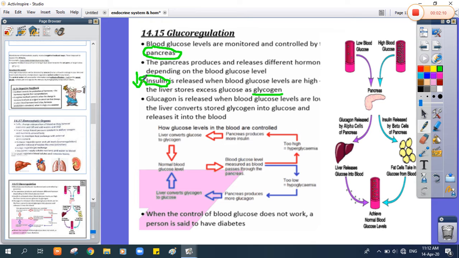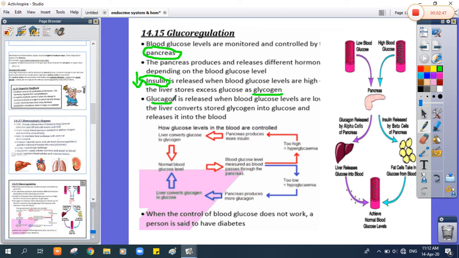The other hormone, which is also responsible for controlling the glucose level, is called glucagon. So the second hormone is called glucagon, and its function opposes the insulin function. The insulin reduces the blood glucose, right? By converting the excess glucose into glycogen.